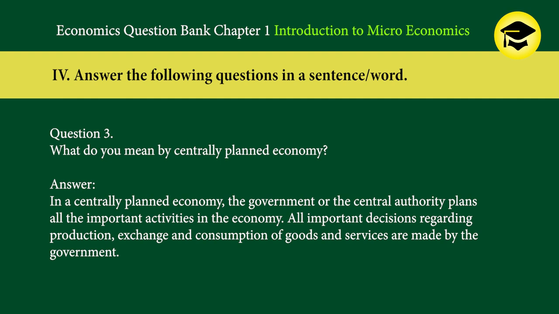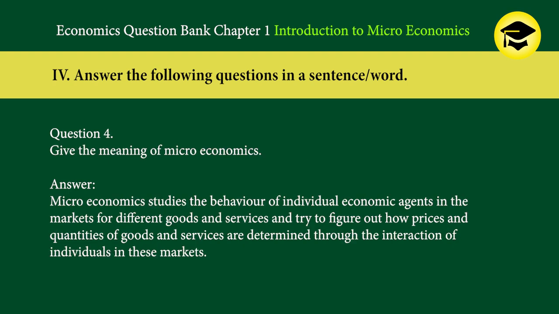Answer. In a centrally planned economy, the government or the central authority plans all the important activities in the economy. All important decisions regarding production, exchange and consumption of goods and services are made by the government. Question 4. Give the meaning of microeconomics. Answer. Microeconomics studies the behavior of individual economic agents in the markets for different goods and services and tries to figure out how prices and quantities of goods and services are determined through the interaction of individuals in these markets.